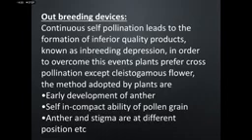We move to another topic, outbreeding devices. Continuous self-pollination leads to the formation of inferior quality products. That means plants also prefer cross-pollination. If continuous inbreeding within the same plant, that is autogamy or geitonogamy, takes place, there is a chance of production of inferior quality products known as inbreeding depression. Note the word again, inbreeding depression.